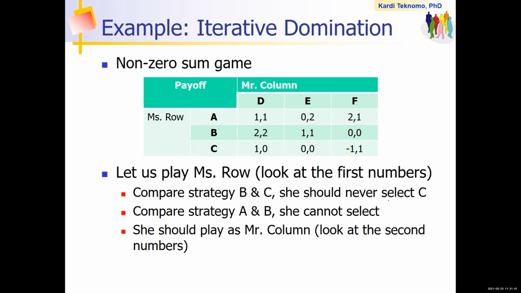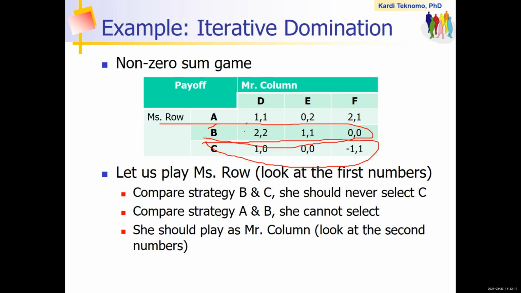So how to do iterative domination? First, we play as Miss Row. By playing as Miss Row, you look at the first number in each cell. Say you compare strategy B and C, and then you compare strategy A and B. Let's say you compare B and C in here. This B you compare with this C. Okay? So look at the first number.